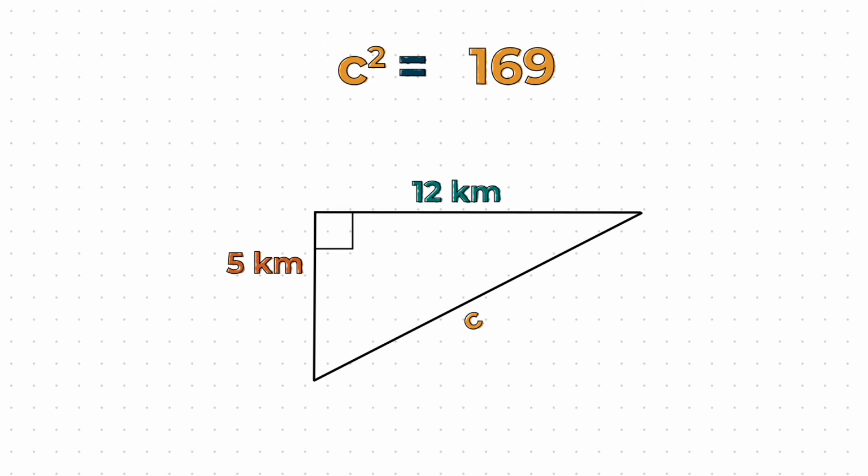But we are trying to find the value of C. That means we need to find the square root of C squared, or the square root of 169. Punch that into your trusty little calculator, and we get 13. Therefore, C, the length of our track, is equal to 13 kilometers. And that's the Pythagorean theorem.